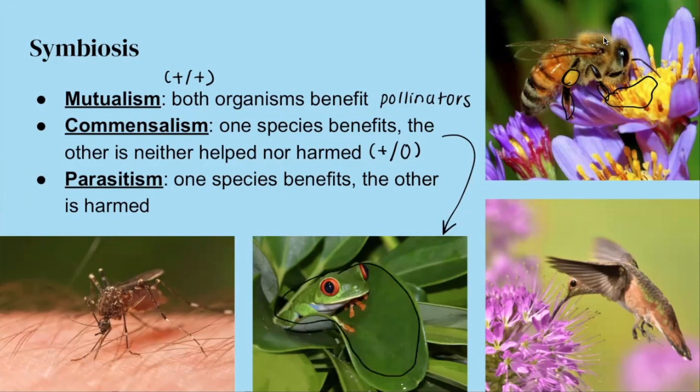Then parasitism is a positive negative relationship. So one species benefits, the other is harmed. This is like mosquitoes and humans, for example. Mosquitoes get blood from us, which they need, and they can pass on really terrible diseases like West Nile virus, like malaria, that can be really harmful to people.